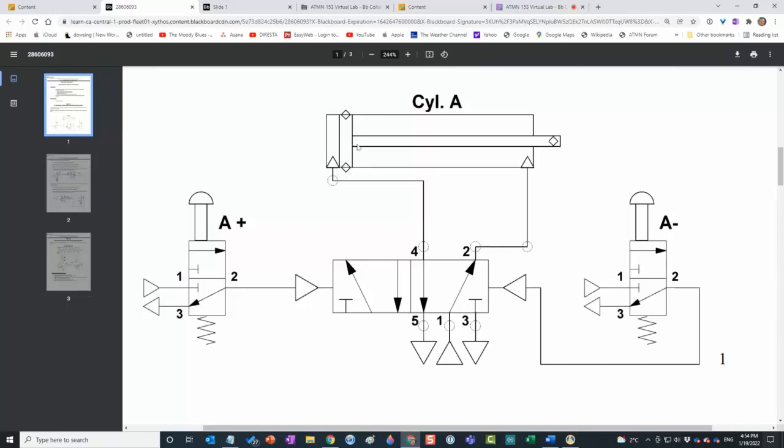We can see there are some symbols here: cylinder A+, A-. Essentially, for cylinder A, the action to make the cylinder extend is called A+. When the cylinder is extending, we call that action A+. When the cylinder is retracting, we call that action A-. I think that just makes sense. So I'm going to label this push button A+ because it creates the action of A extending. I'm going to label this A-, capital A-, because it creates the retraction.